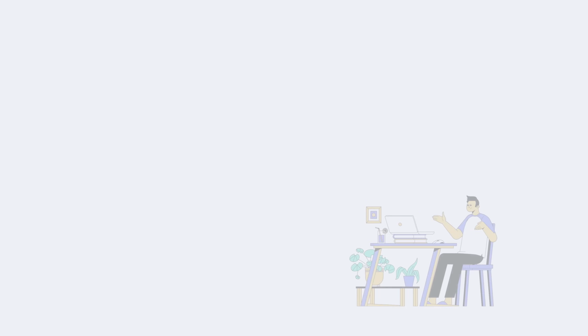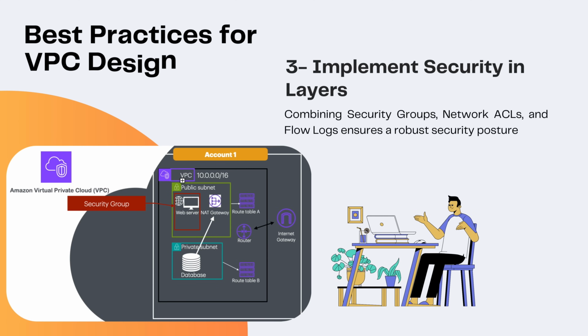3. Implement security in layers. Combining security groups, network ACLs, and flow logs ensures a robust security posture. AWS emphasizes the importance of implementing defense in depth, where multiple security controls are layered to protect your resources from different types of threats.